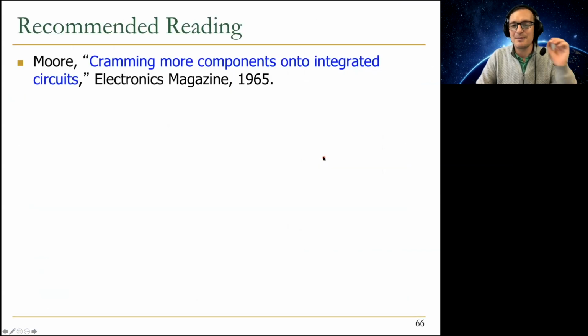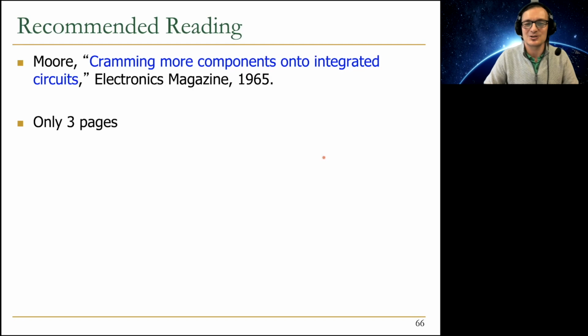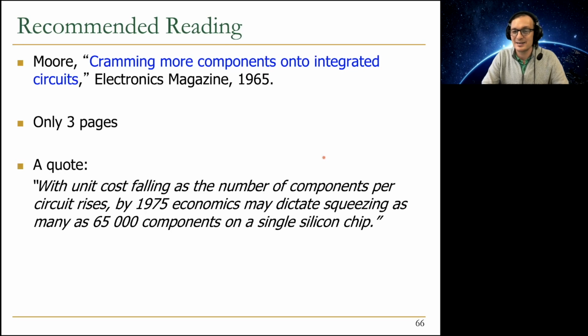Okay, so I would recommend doing this reading. It's a very short paper, actually. It's only 3 pages. And there are really interesting nuggets in this, apart from this observation that the cost-effective point of number of components per integrated circuit is doubling every other year. They also look at other things. So this is a projection, for example.